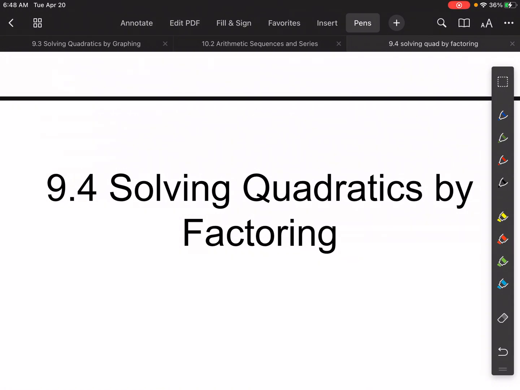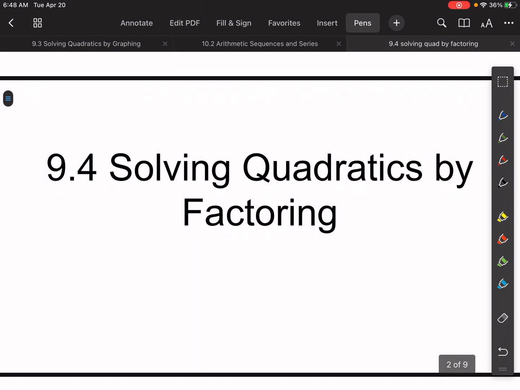All right, Algebra 1, today we're going to move into something a little bit different, but kind of a combination of what we've been doing so far. So we're going to solve quadratics today by factoring.